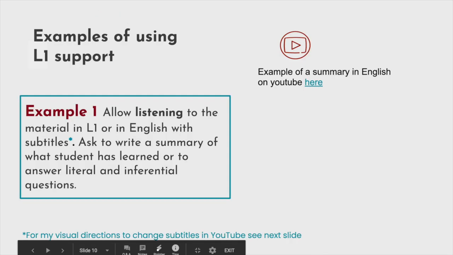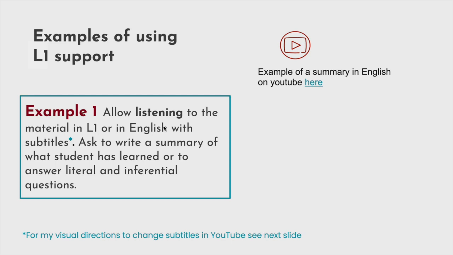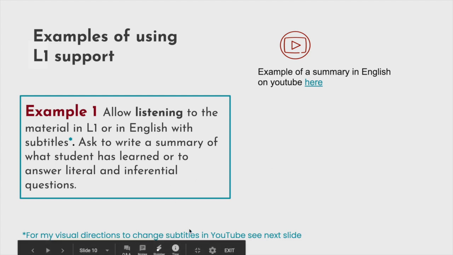Examples of using Language 1 support. Example 1. Allow listening to the material in Language 1 or in English with subtitles. Ask to write a summary of what the student has learned or to answer literal and inferential questions. For my visual directions on how to change subtitles in YouTube, see the next slide.